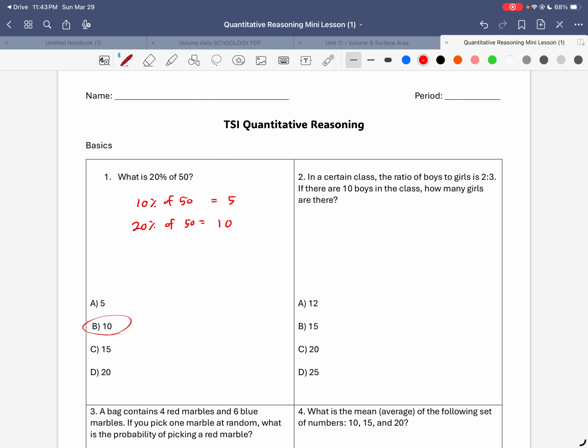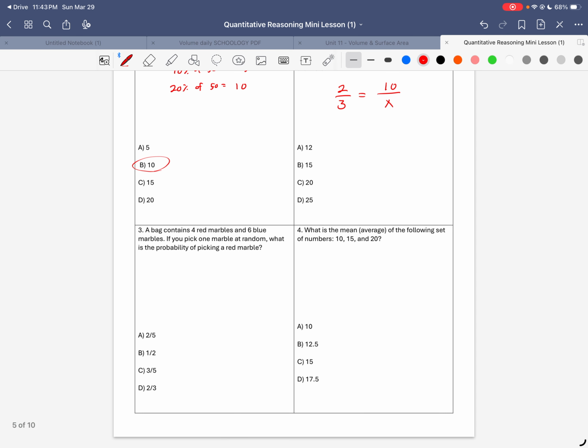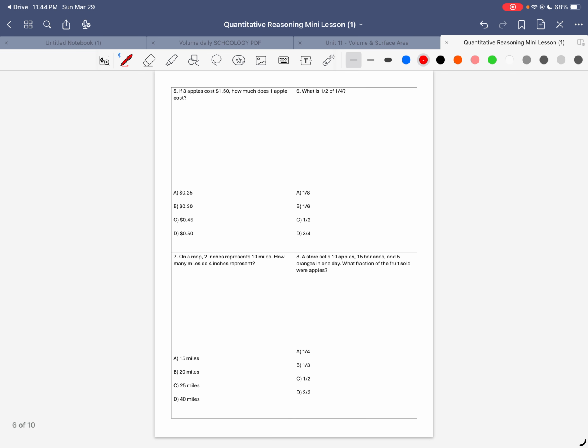Like the second one, in the soccer team, the boy to girl ratio is 2 to 3, and there are 10 boys, then how many girls are there, which is x. Make sure you cross multiply and then you have this one. Doing average is going to be easy. That one we just did before. So yeah, you got this.